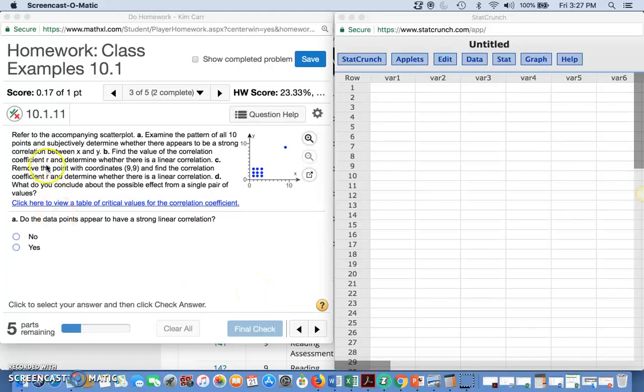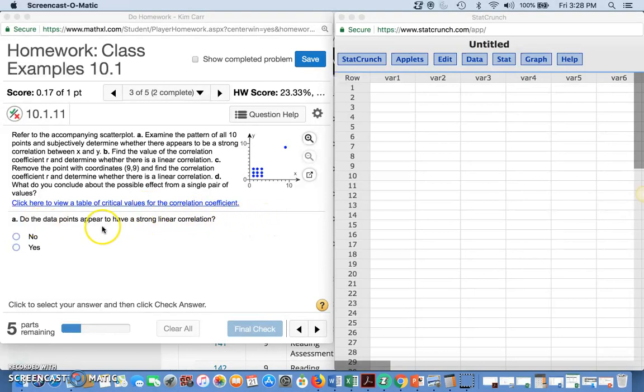Okay, this problem says refer to the accompanying scatter plot over here. Examine the pattern of all 10 points and subjectively determine whether there appears to be a strong correlation between x and y. Find the values of the correlation coefficient r, determine whether there is linear correlation, and then they want you to do some other activities with it. So let's do this first.